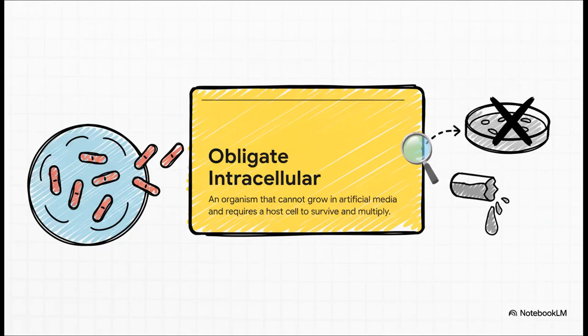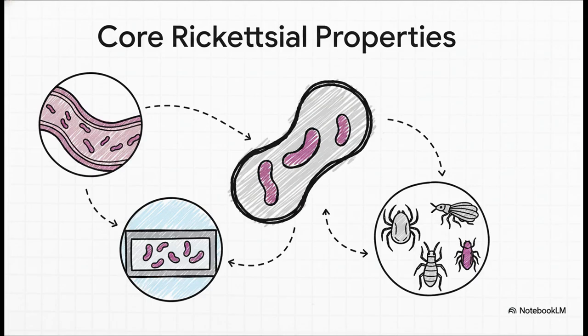Okay, first thing you absolutely have to burn into your memory is this. Rickettsia are obligate intracellular bacteria. What does that mean? It means they are completely dependent on a host cell to replicate. This is a non-negotiable fact, and it's the reason you can't just grow them on a normal petri dish like other bacteria. So let's lock in these core traits.